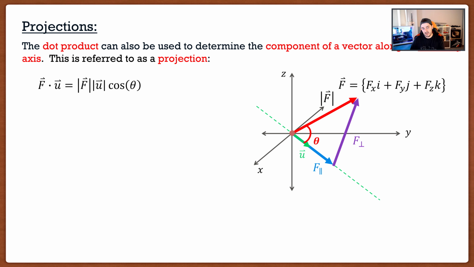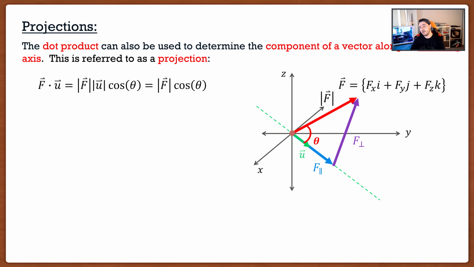Now, if we look in the middle on the right-hand side, we have the magnitude of the unit vector. Well, the magnitude of a unit vector is simply equal to 1, so we can just take it out of the formula. It doesn't really matter. So now this is where all that magic starts happening, because we now know that f dot u is equal to the magnitude of f times cosine of theta.